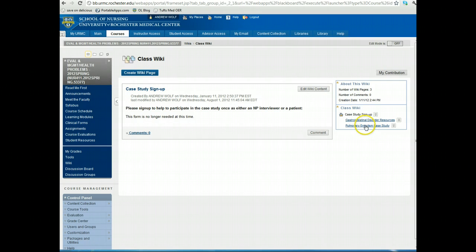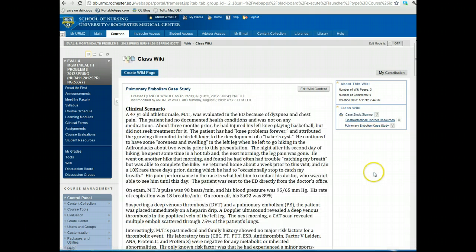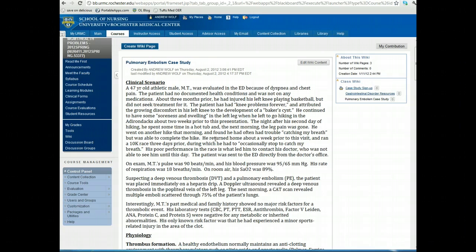So here, I'm going to click on a pulmonary embolism case study, and what this was is I asked a group of students to work together to discuss the pathophysiology behind a case study. So this is actually written by a group of students that are working collaboratively together. Now notice that my edit mode is off. So I am seeing the same view that my students have, but there is an edit wiki content button here. So let's read through what we have here.